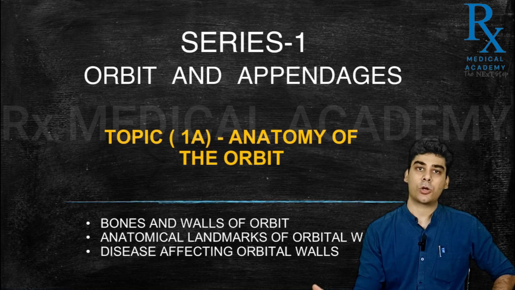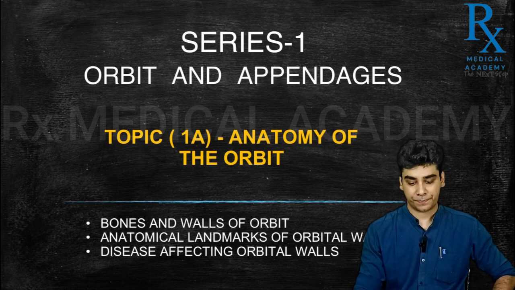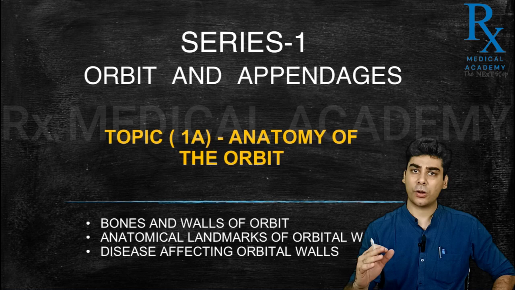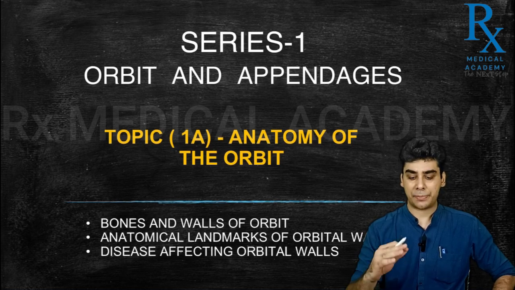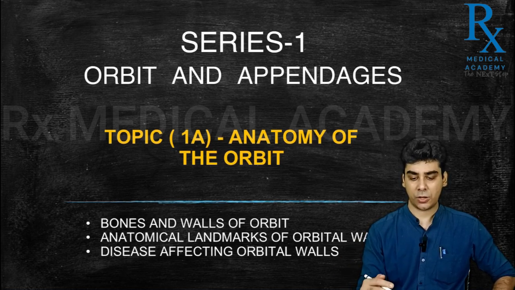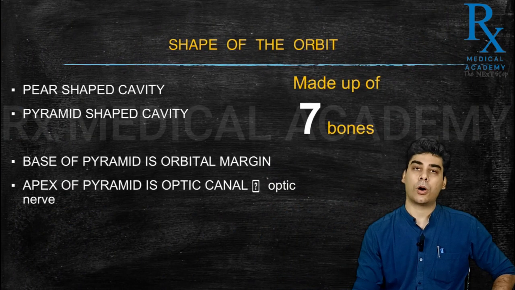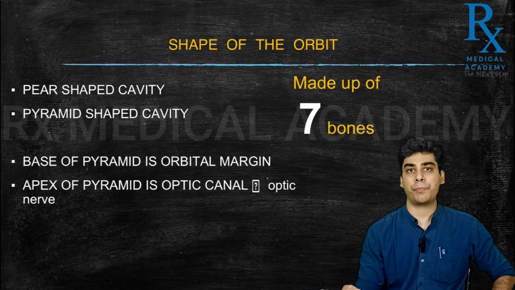In today's session, we'll talk about the anatomy of the orbit. So we'll mainly concentrate on bones of the orbit, anatomical landmarks, and diseases which affect the orbital walls. So orbit is a pyramidal or a pear-shaped cavity.